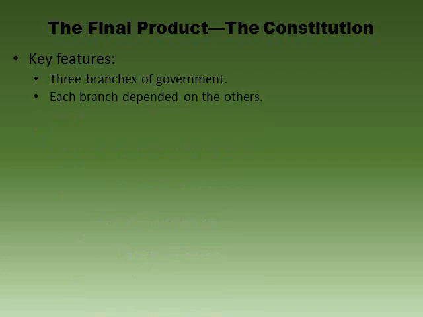So we have the final product when all is said and done. We have the Constitution. Some key features that they came up with: we have three branches of government, the legislative, the executive, and the judicial branch. Each branch depended on the others. It couldn't run the government by itself, and they all needed to cooperate in order to get anything done. There are checks and balances. For any one branch, the other two branches are keeping an eye on it, making sure it doesn't get out of control. And so we have the three branches kind of watching over each other, making sure nobody does anything they shouldn't do.